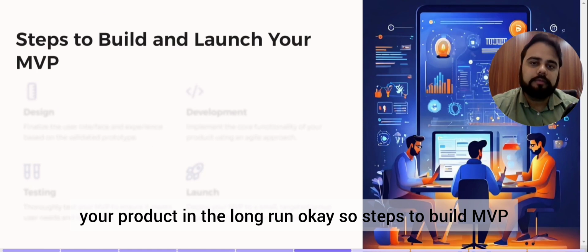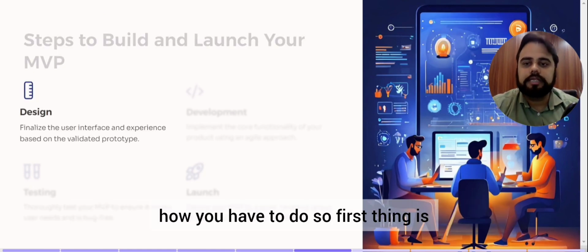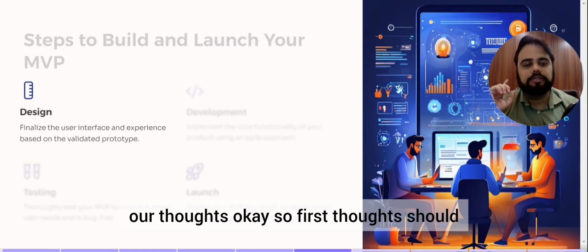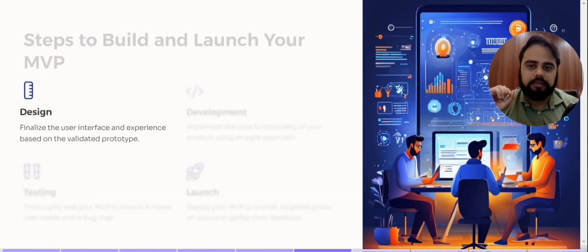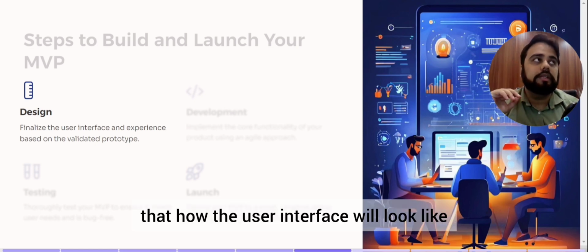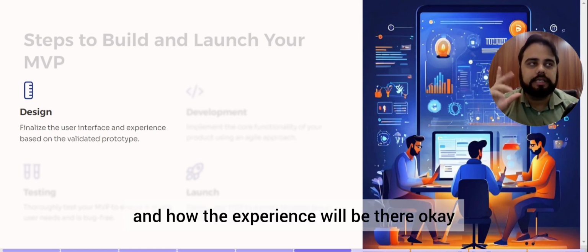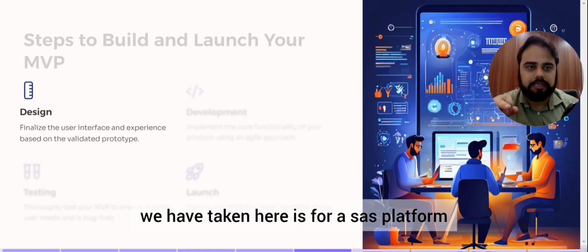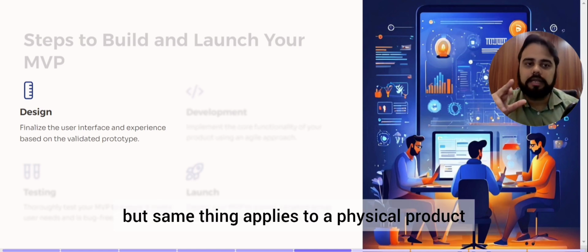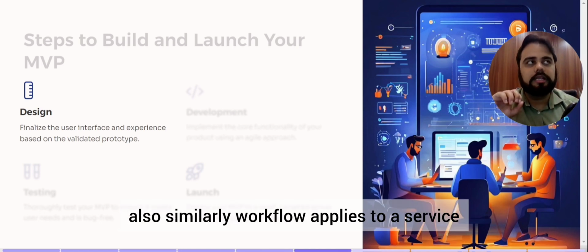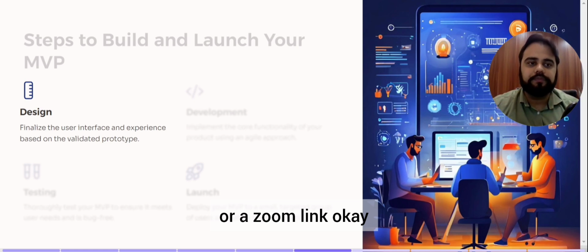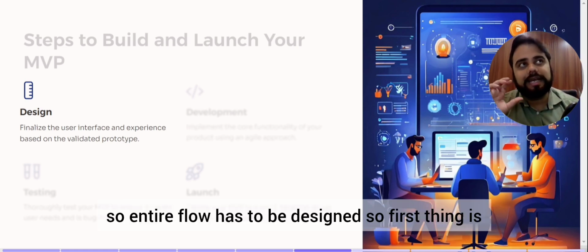Okay, so steps to build your MVP and launch your MVP, how you have to do it. So first thing is that you have to design it. Design comes through our thoughts. So first, thoughts should be there about doing something, and you have to finalize how the user interface will look and how the experience will be. Okay, if it is a software platform, the example we have taken here is for a SaaS platform, but the same thing applies to a physical product also. Similarly, workflow applies to a service, that is, how a user will come to you, either through a website or through a Google Meet link or a Zoom link. Or how you will reach out to the customer. So the entire flow has to be designed.